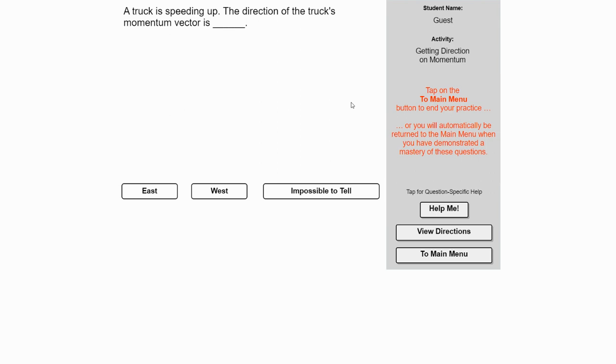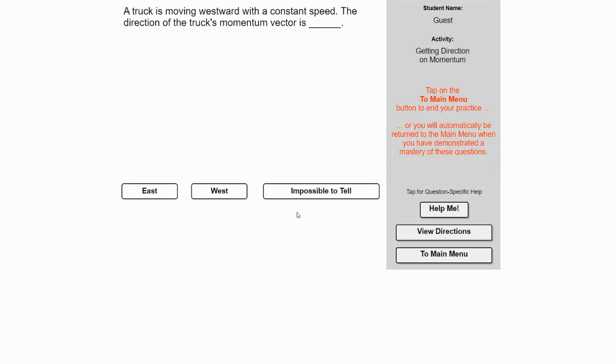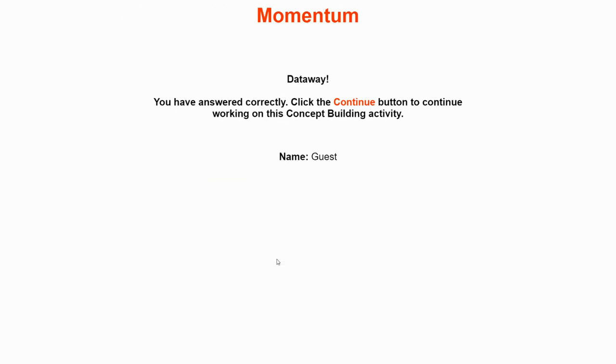Isn't it speeding up, so shouldn't it be positive, and isn't it positive to the east? Very good. It could be positive to the west if we were only really referring to one direction. So yeah, I agree. Impossible to tell. All right. Truck moving westward, constant speed. Direction of the truck's momentum vector is looking like west again to me.